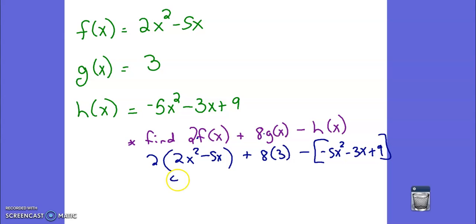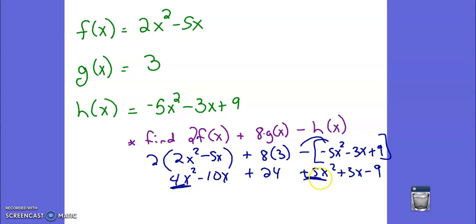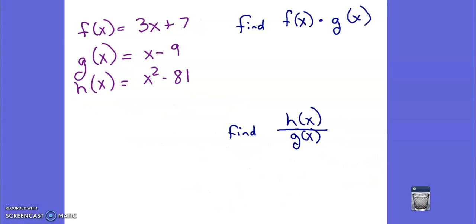Same thing here, we're going to use the distributive property: 4x squared minus 10x, that's 24. Again, use the distributive property with a negative, that gives me plus 5x squared plus 3x minus 9. And then you just add like terms. I have my x squareds, I'm going to add them together, my x's I'm going to add together, and then finally my numbers I'm going to add together. So that's adding, subtracting, and a little bit of multiplying. Let's look at two more cases.